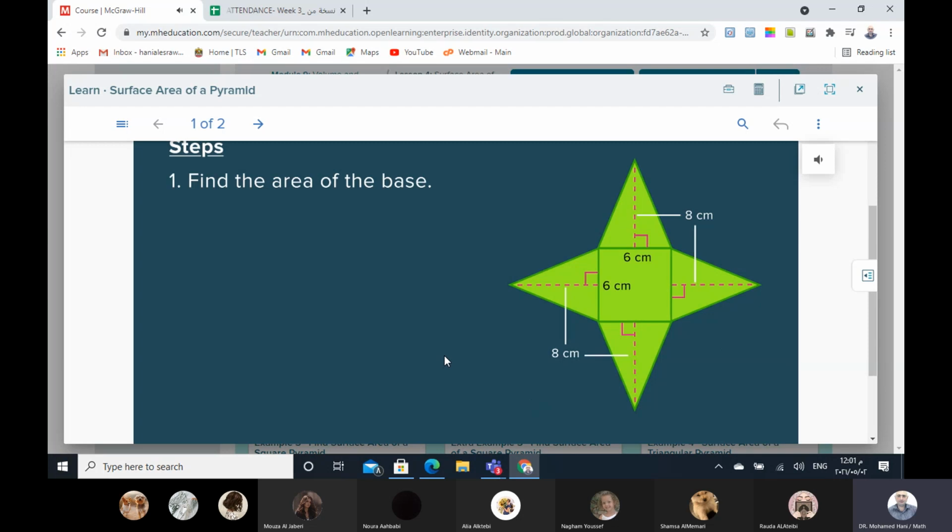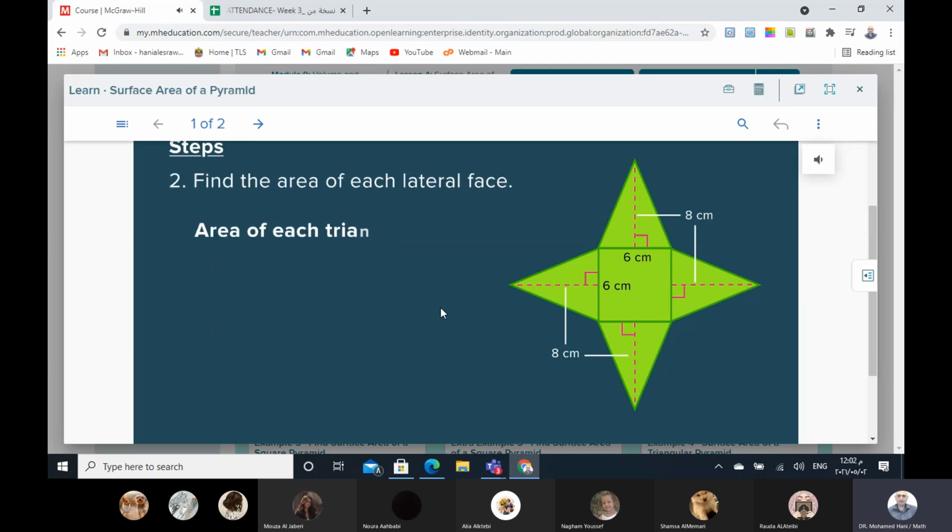First, find the area of the square base. So to find the surface area, first find the area of the base. The base here is a square. Then find the area of all the lateral faces. Multiply length times width. So the area of the base, 6 times 6, will be 36 centimeters squared.